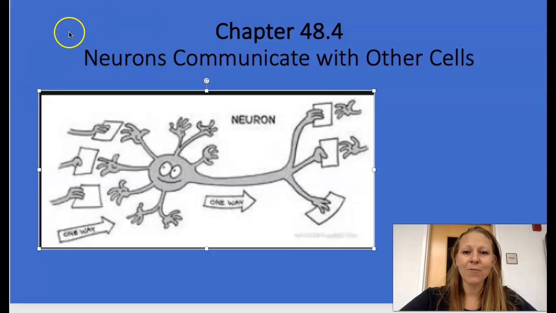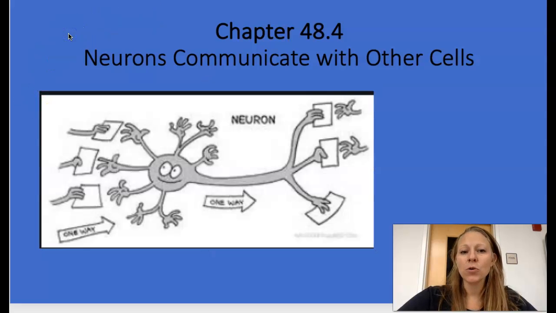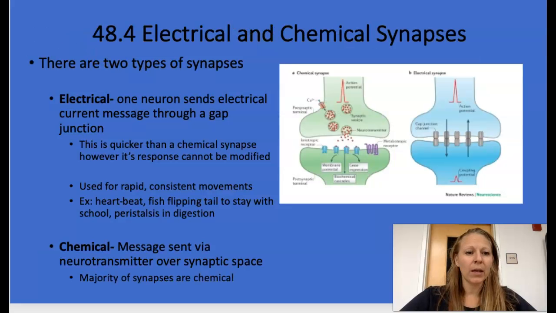We are looking at 48.4 and how neurons communicate with one another through synapses. And we're going to look really quickly at electrical synapses and then spend the rest of our time looking at chemical synapses. Electrical synapses are ones that send electric currents. So that makes a lot of sense.